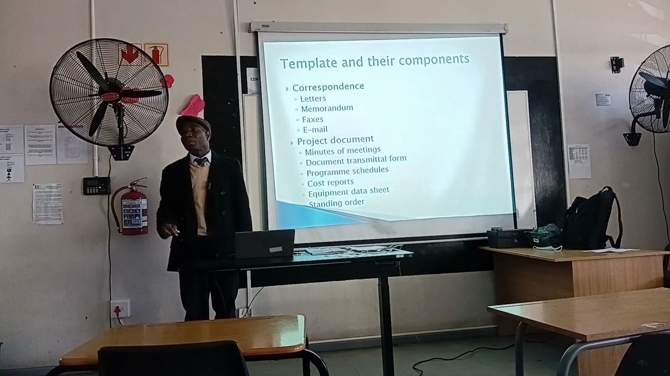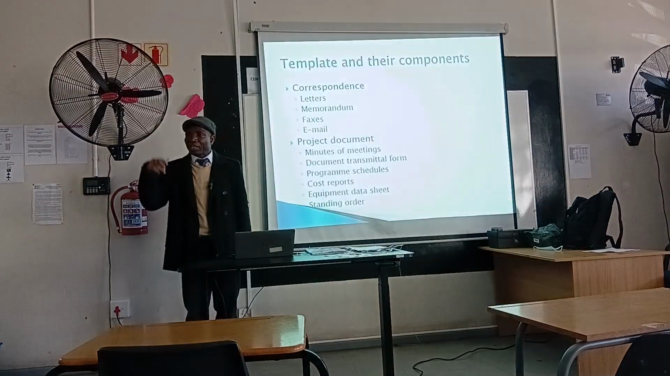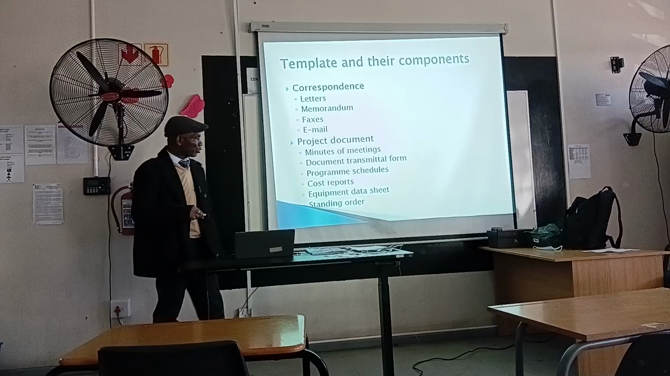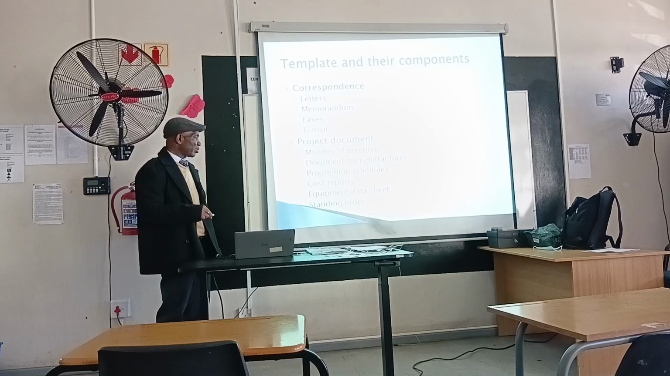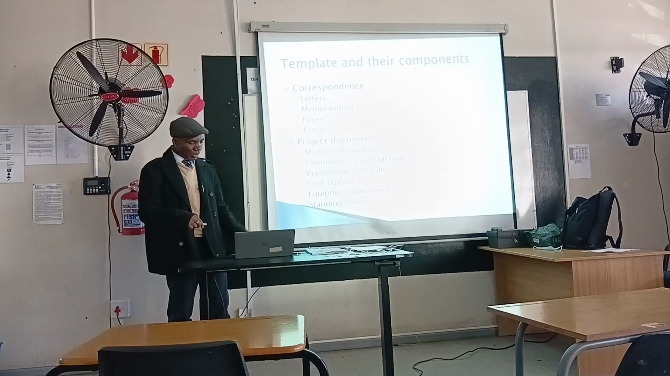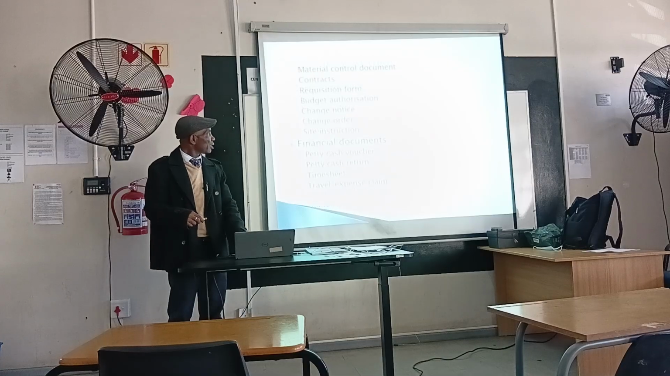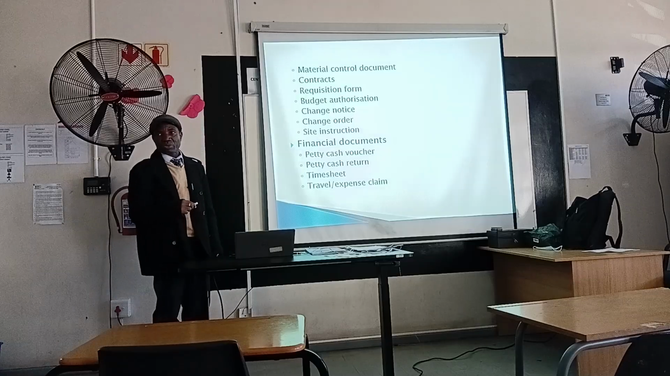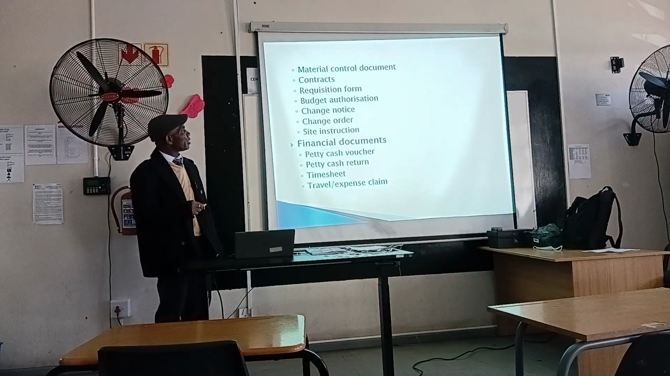For example, if you are using a bulldozer or grader, you need to write the capacity of the grader, the year it was manufactured, the name and everything. That is what you can find on the equipment data sheet. Then standing order. This is a kind of order that is always issued, for example in a construction project, by the architect. Then material control sheet is a kind of document that you can use to track the movement of materials.